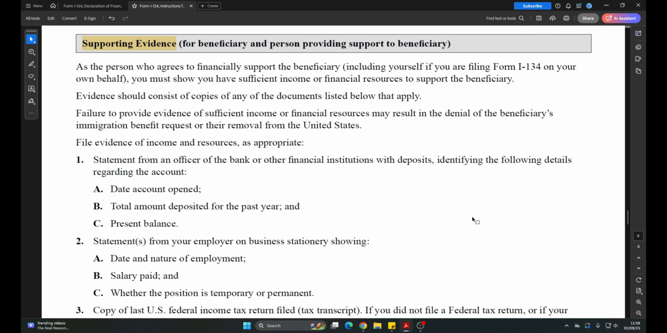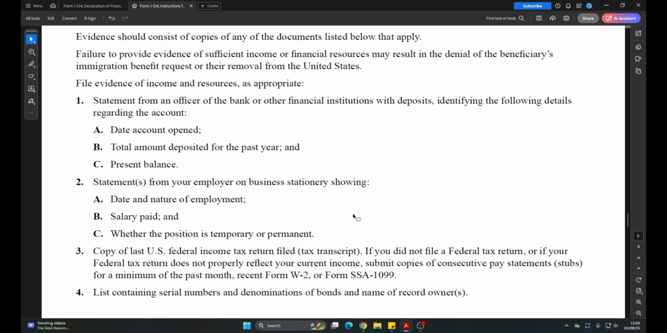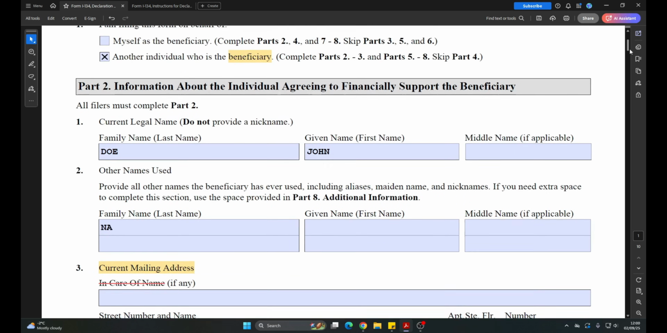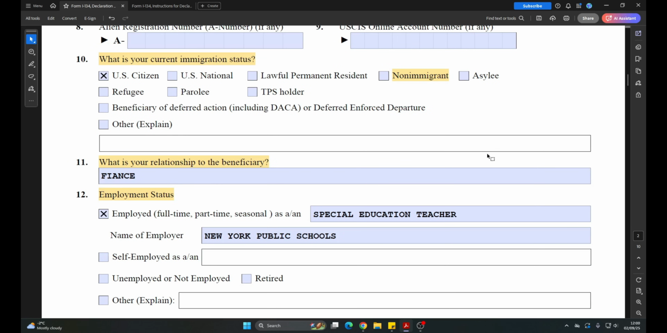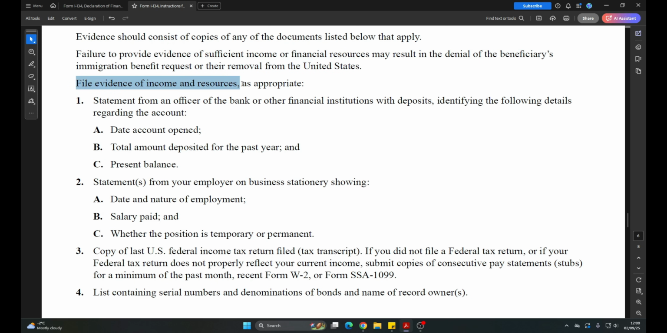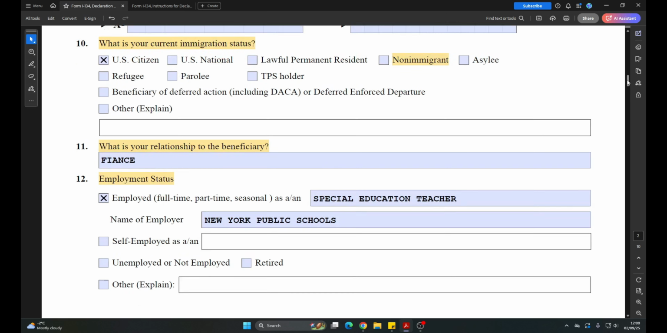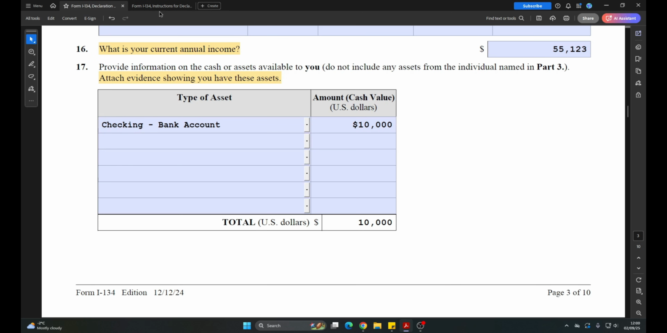So this is supporting evidence of your income. But aside from the supporting evidence of your income, you must also not forget to provide evidence of your status, as we discussed earlier in our application on page 2. Now, for evidence of income, assets, and resources, if you are providing evidence of your assets such as checking and savings accounts, we need to provide proof of this.